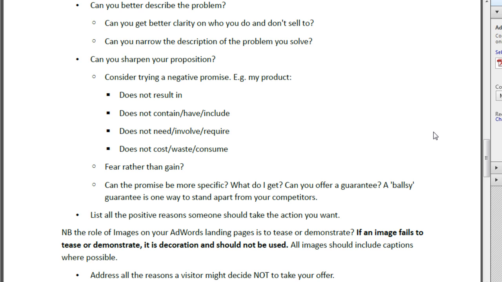And quite often there's benefits to be had by making your promise more specific. So what exactly do I get? Can you offer a guarantee, or what Perry Marshall calls a ballsy guarantee?